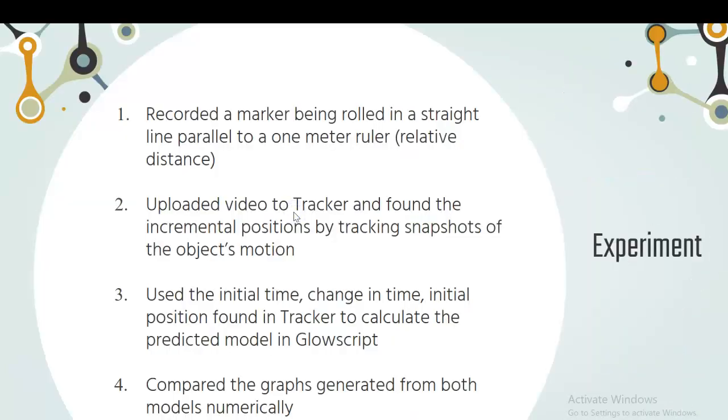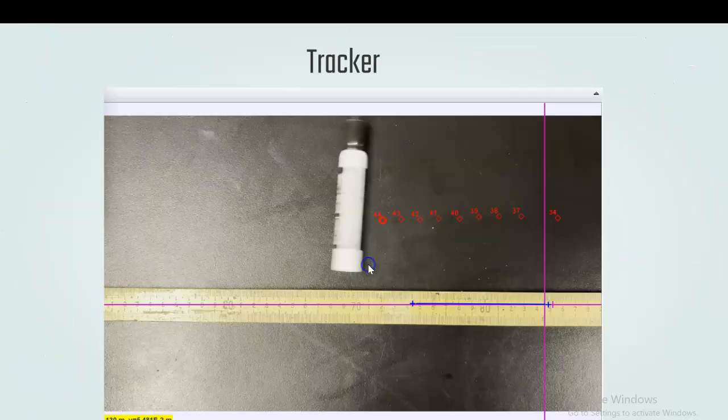Now, what did we do in this experiment? We recorded a marker being rolled in a straight line parallel to a 1 meter ruler, which is our relative distance. We uploaded the video to Tracker and found the incremental positions by tracking snapshots of the object's motion compared to its relative distance. We then used the initial time, the change in time, and the initial position, all found in Tracker, to calculate the predicted model in GlowScript. And then we compared the graphs generated from both models numerically.